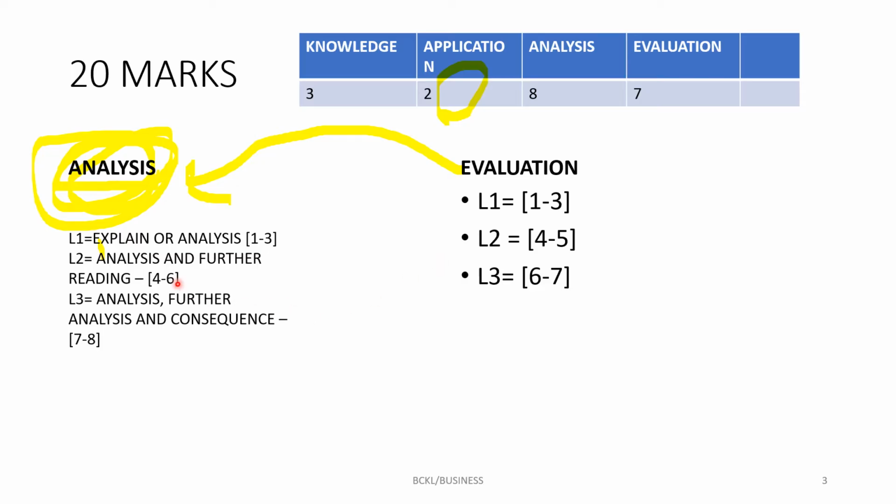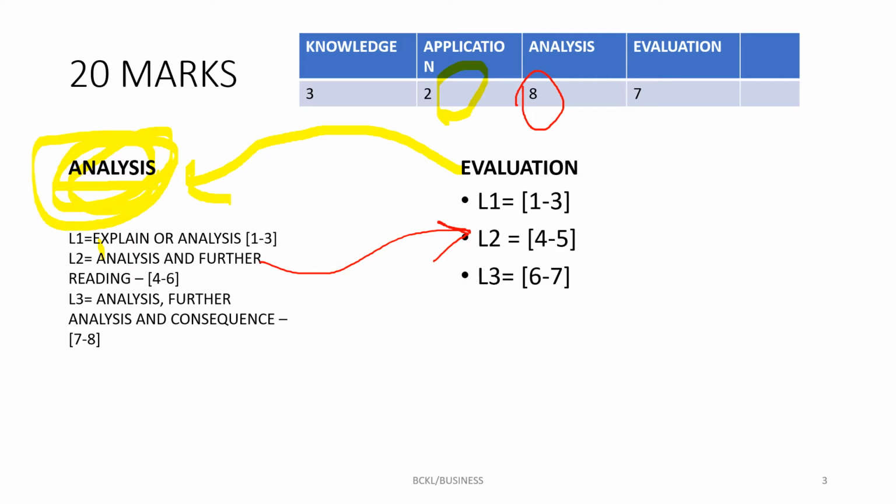If we go to level 2, you will do the analysis plus some further analysis. For level 2, this is the number of marks you will be getting, around 4 to 5 marks on your evaluation, because evaluation here is 7 marks.